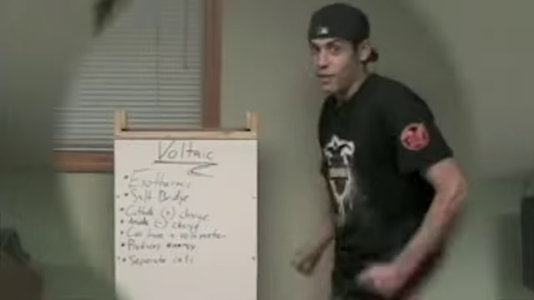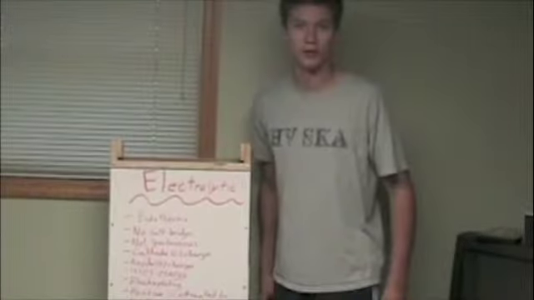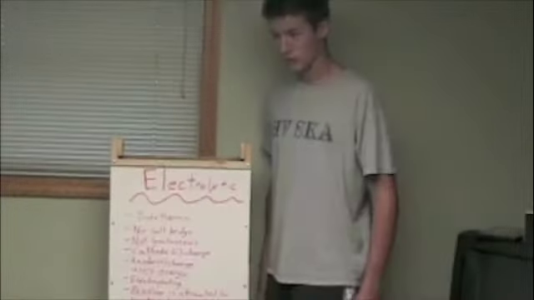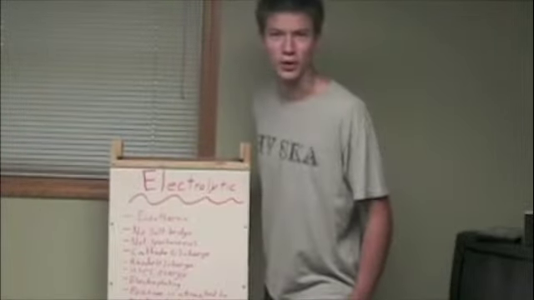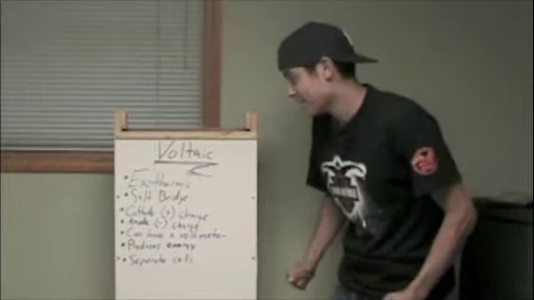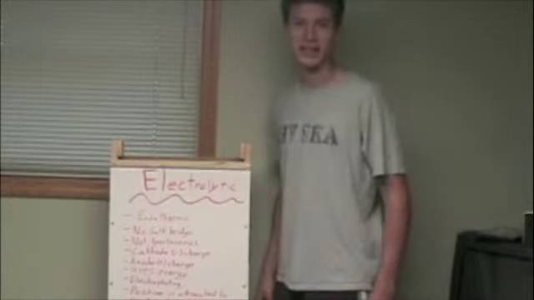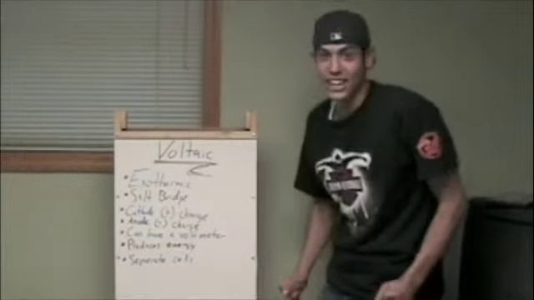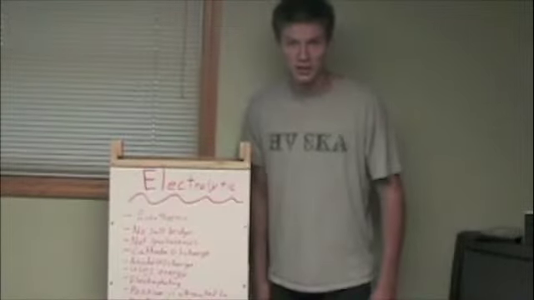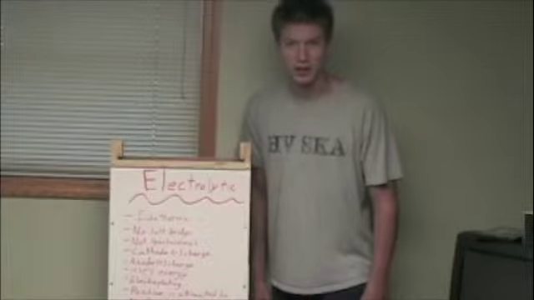The two different kinds of redox reaction are voltaic and electrolytic. Voltaic is exothermic. Electrolytic is endothermic. Voltaic has a salt bridge. Electrolytic has no salt bridge. Voltaic, cathode has a positive charge. Electrolytic is not spontaneous. Voltaic, the anode has a negative charge. Electrolytic, cathode has a negative charge.